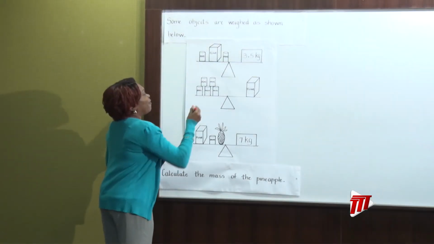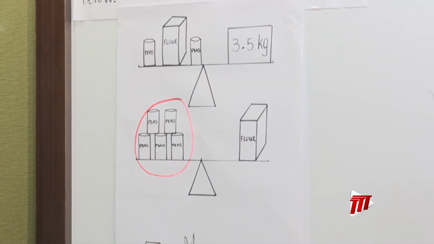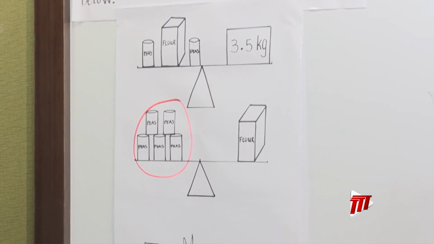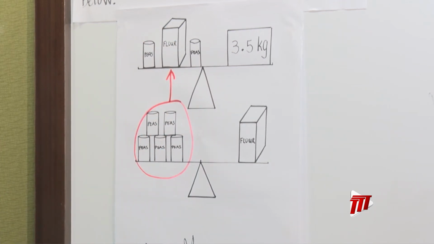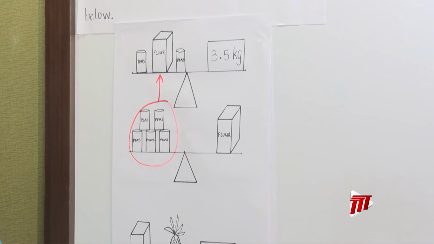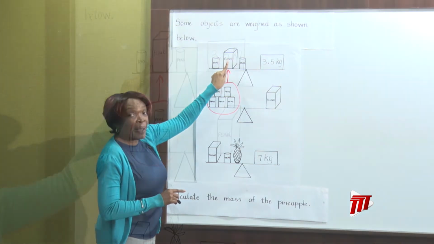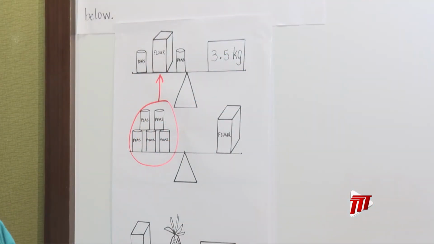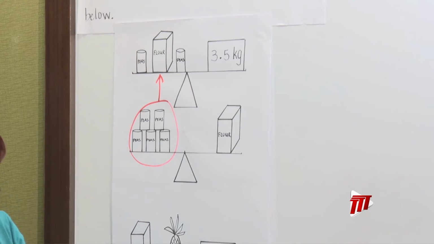If the 5 tins of peas has the same mass as 1 pack of flour, can I not say that the mass would be the same? Are you seeing it? Wonderful. So in fact, the mass of 5 tins of peas will be equal to the mass of 1 pack of flour. If that is the case, can we not replace the mass of 1 pack of flour with the mass of the 5 tins of peas? Wonderful. So we can now say that the mass of 7 tins of peas will be equal to 3 5/10 kilograms. Children, are you seeing that?